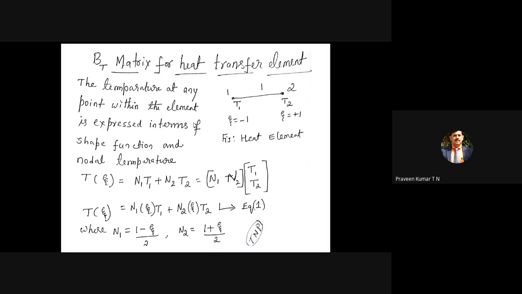So now you have to derive the B matrix for the heat transfer element. As already discussed, we have the equation T of xi is equal to N1 T1 plus N2 T2. This is the T equation. You can write it in matrix form: N1 N2, a row vector of interpolation functions, into a column vector, which is nothing but the nodal temperature vector.